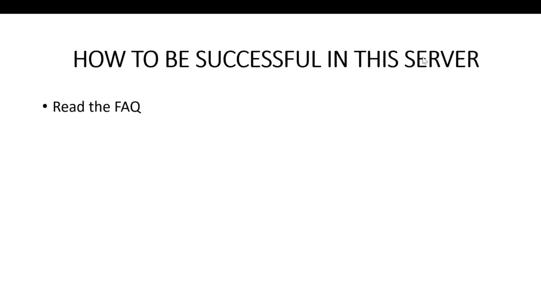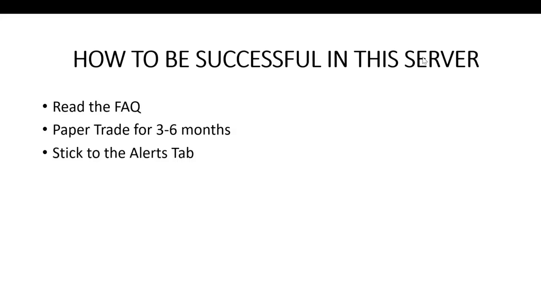How to be successful in this server? First, read the FAQ. Some members print this out or write it down, take notes, but go through the FAQ. Practice, practice, practice. Many members have found it useful to paper trade for 3 to 6 months before trading on their real accounts. So you want to practice how we enter and exit trades. So take this time to observe and learn. Stick to the 2 alerts tabs. As I mentioned earlier, these are the most reliable. You will see other trades called in the chat room area, and those you would have to do your due diligence on, but you want to focus on the alerts tabs.